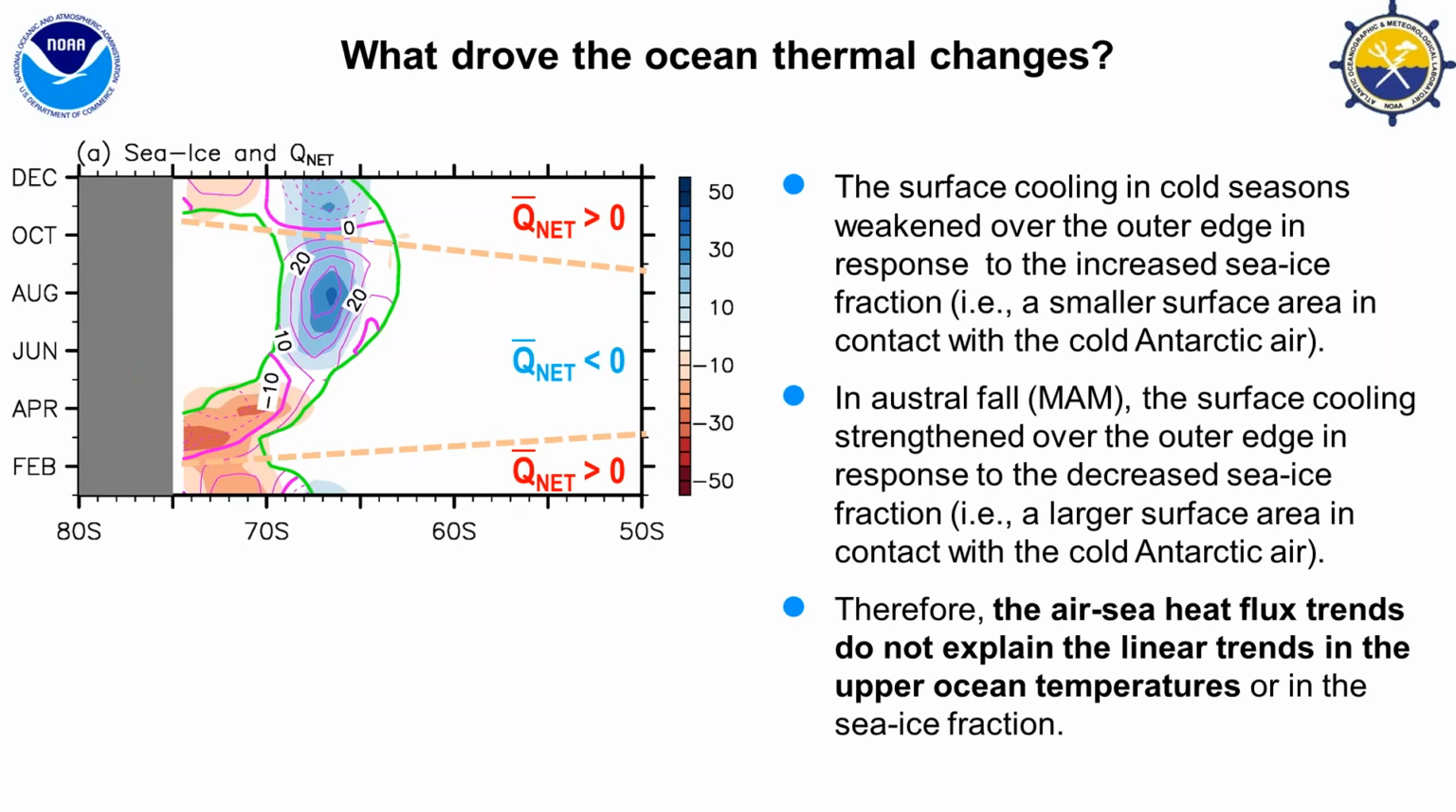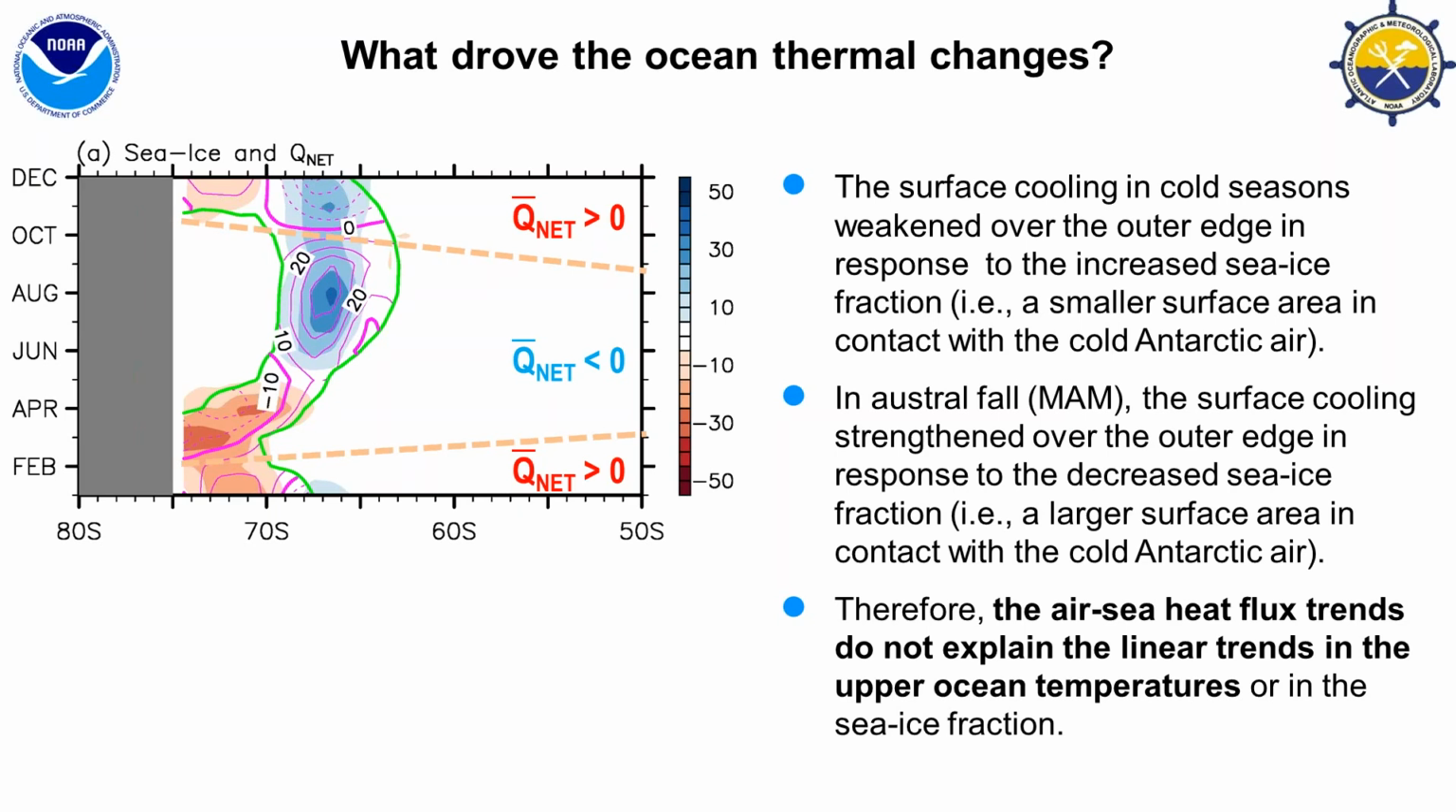So this is the response, this heat flux response, to the increasing sea ice, not the other way around. It is not the one causing the cold temperature, because how can it be? It's warming there. So the heat flux does not really explain the temperature changes there.